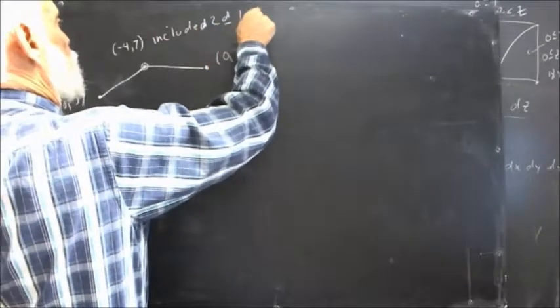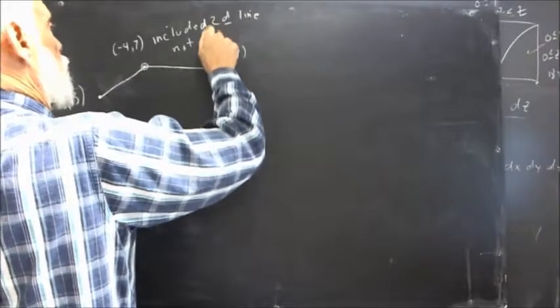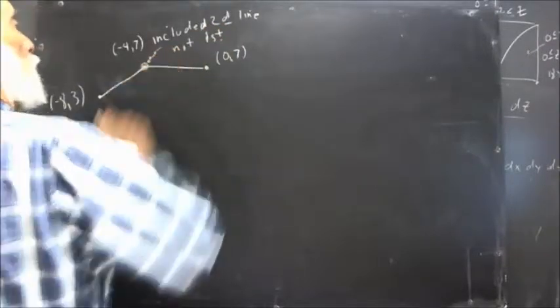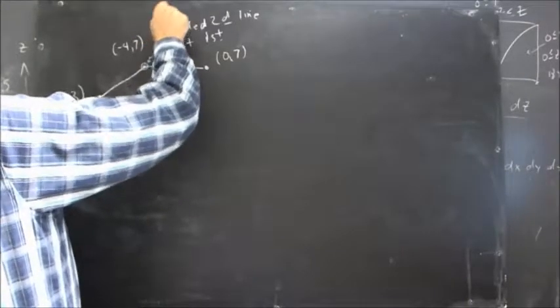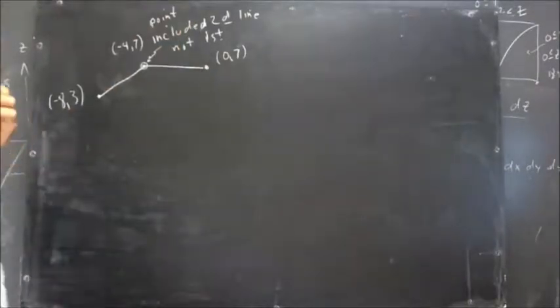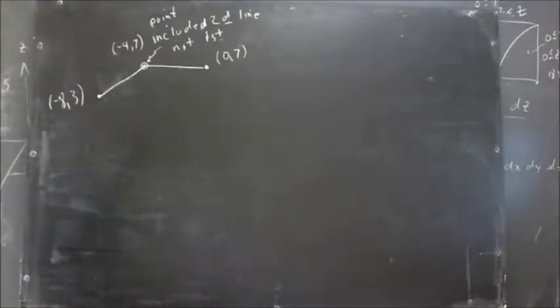So it's included on the second line, not the first, and it means this point. So the point is included on the second line, but not the first. And then we're asked to write the equations and inequalities that define this function.